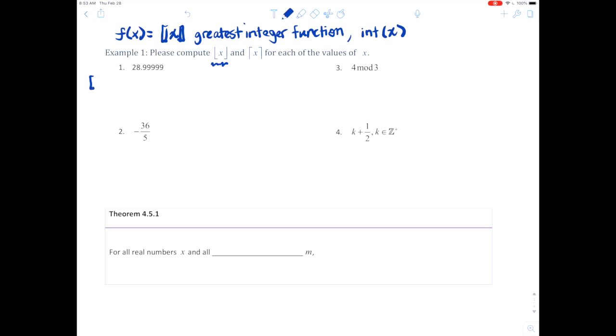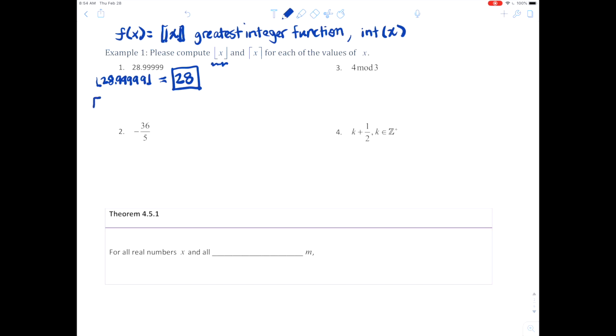So what is the floor of 28.999999? Well, what two integers surround 28.99999? Good. 28 and 29. Well, what integer is to the left of 28.99999? I think I got all the nines. Good, that's 28. Even though it's super close to 29, the floor is going to be 28. Cool? All right.